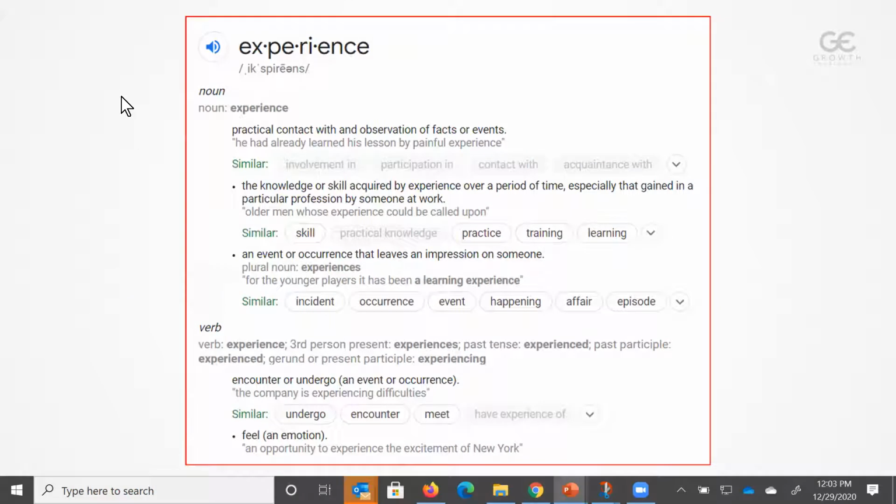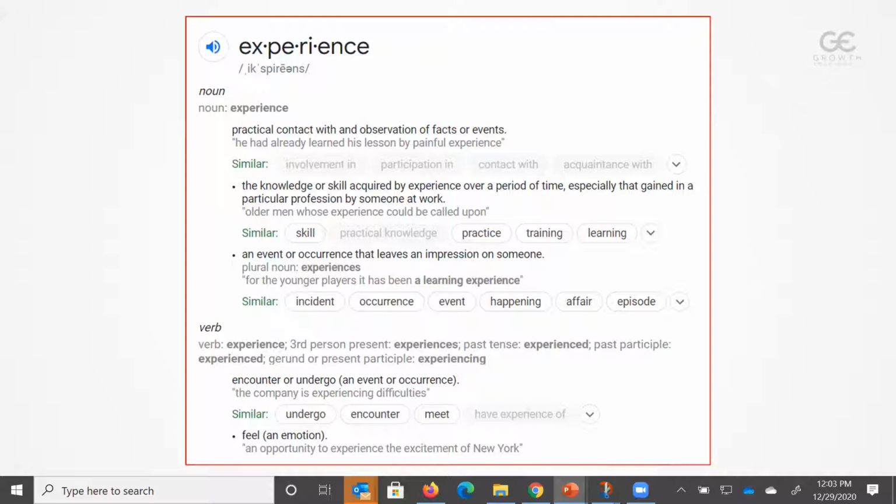So let's break this down and let's do something that probably we should have done very early on. Let's look at the definition of experience to give us a frame of reference on what to focus in on and know where to look. When we look at the noun, the passive view of the language, it's practical contact with and observation of facts and experience. Okay, I don't know how that's more informative.